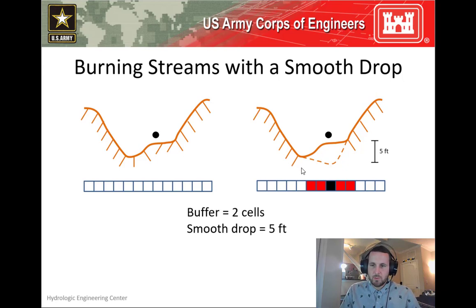In this case, the user has specified a stream shapefile, a smooth buffer of 2 cells, and a smooth drop of 5 feet. The program lowers the elevation of the cell directly below the streamline, the 5-foot specified distance, and then it gradually lowers the other cells within the buffer so that they gradually transition to existing grade.